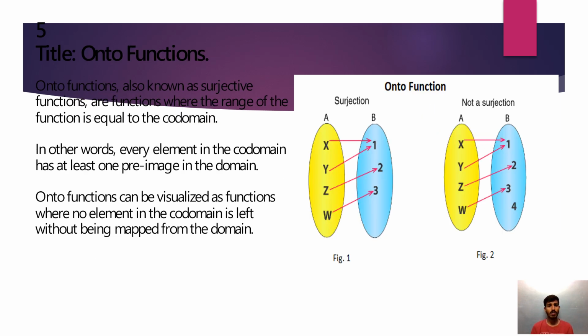Onto functions. Onto functions, also known as surjective functions, are functions where the range of the function is equal to the codomain. In other words, every element in the codomain has at least one pre-image in the domain. Onto functions can be visualized as functions where no element in the codomain is left without being mapped from the domain.